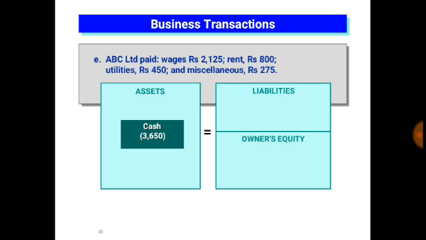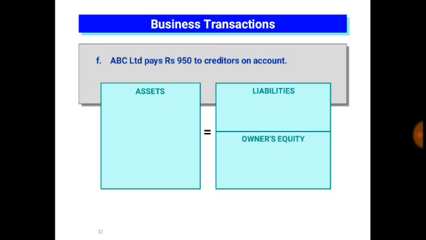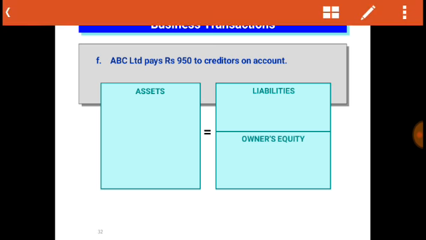Suppose ABC Limited pays rupees 950 to creditors on account. Payment to creditor means discharge of liability. Liability will be down. Cash will be paid. The asset will be down. So we can see the effect. Cash will be down by rupees 950, and liabilities, that is accounts payable, will be down by rupees 950.